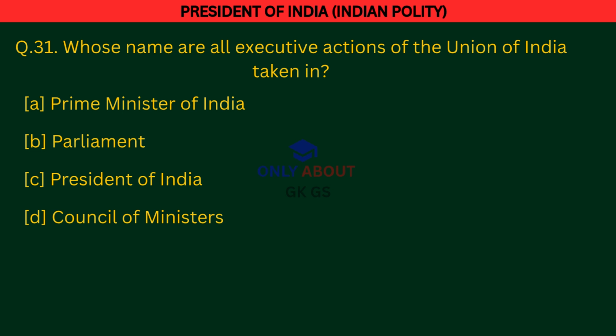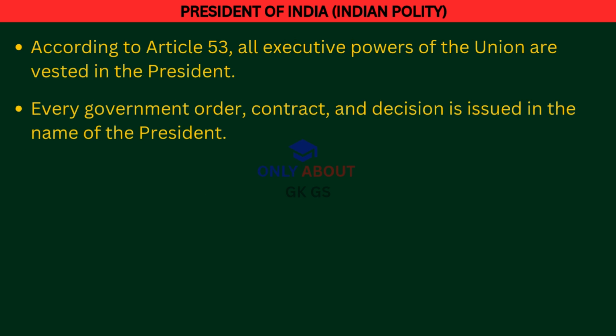Next question. In whose name are all executive actions of the Union of India taken? Correct answer: President of India. According to Article 53, all executive powers of the Union are vested in the President. Every government order, contract and decision is issued in the name of the President.